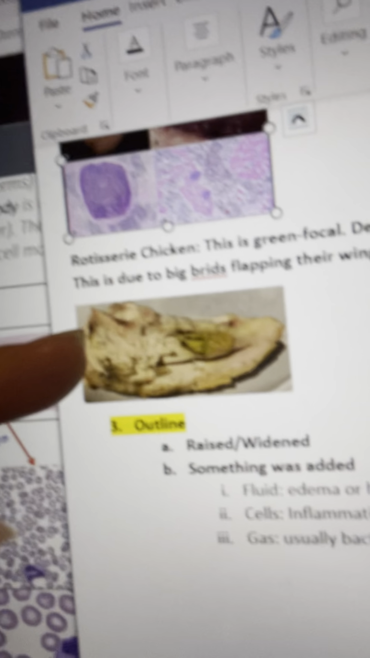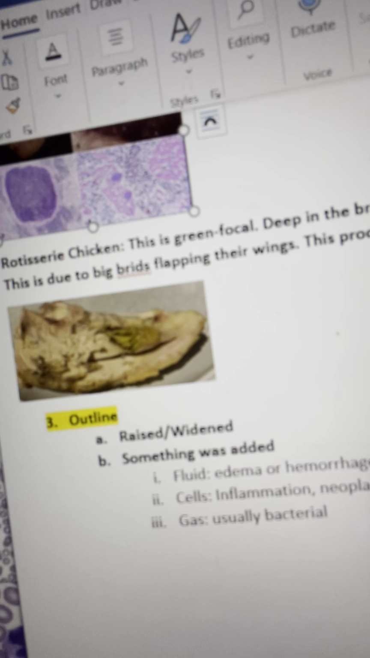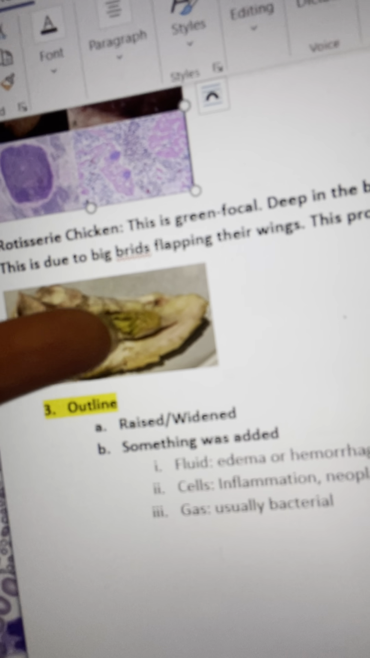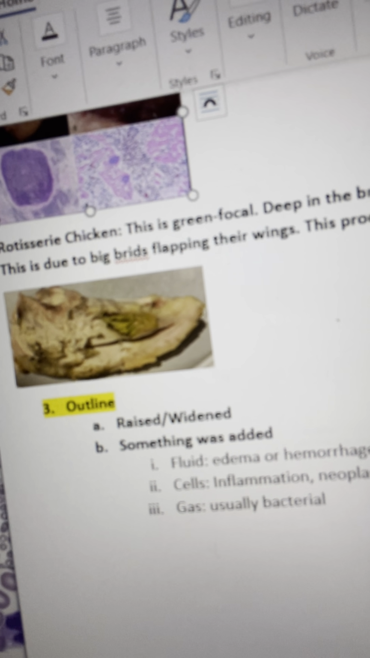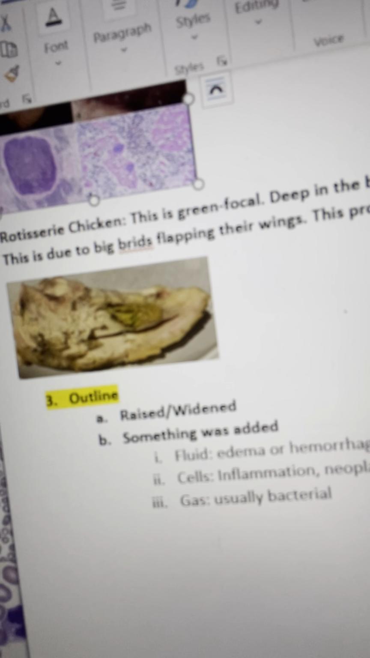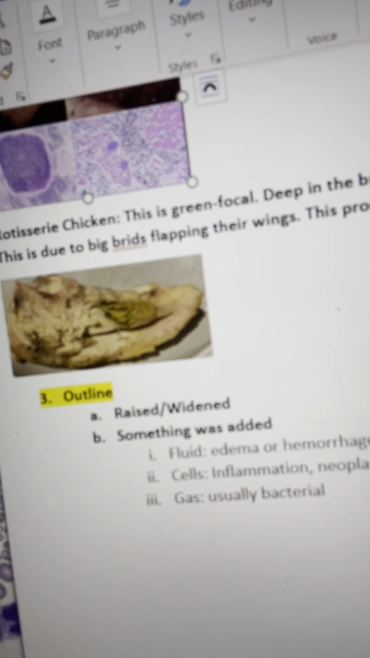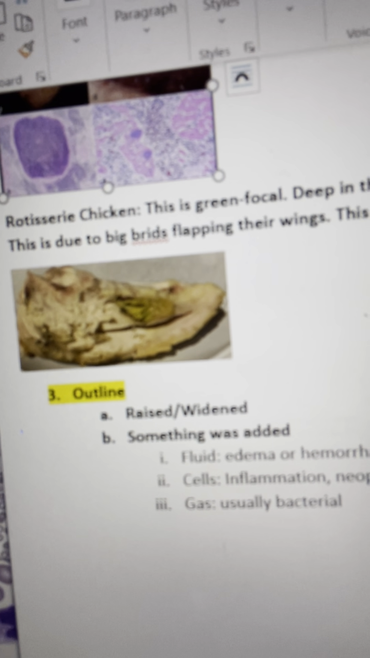And here he found a rotisserie chicken at Sam's Club, I guess. This is green. It is a focal lesion here. It's deep in the breast muscle. This is known as deep pectoral myositis. This is due to big birds flapping their wings, which produces ischemia in the breast muscle.